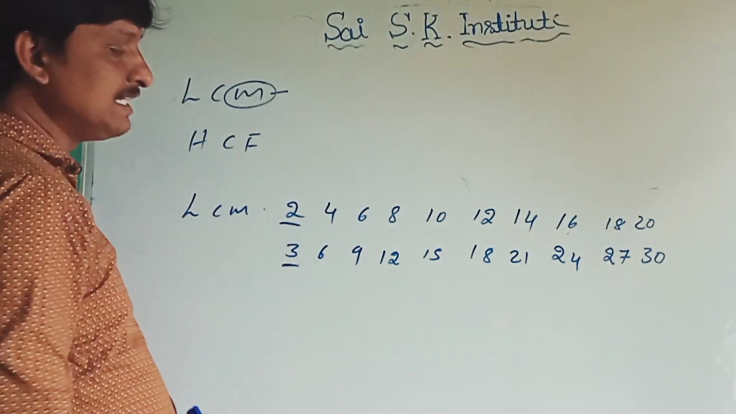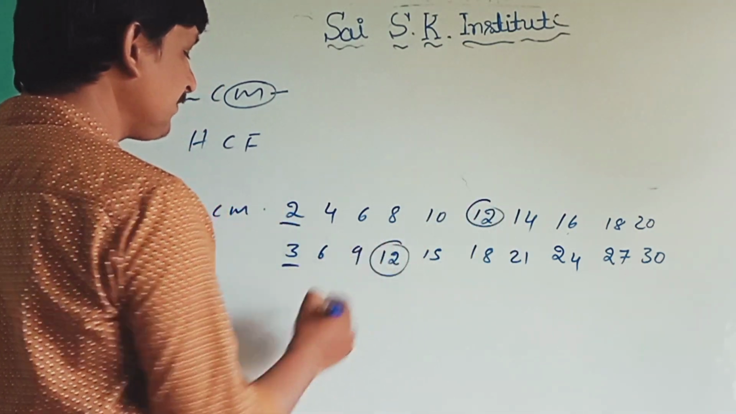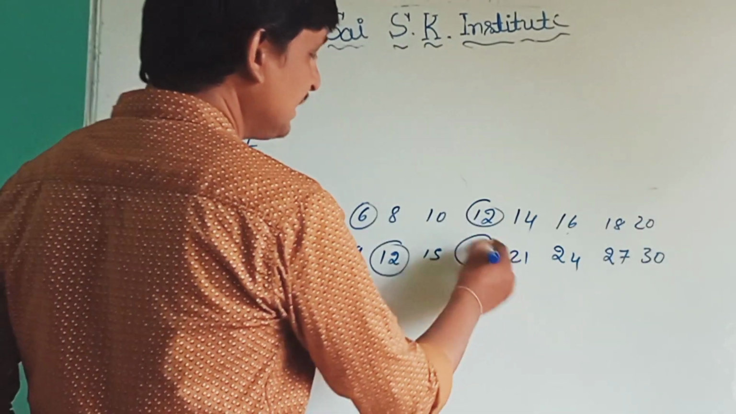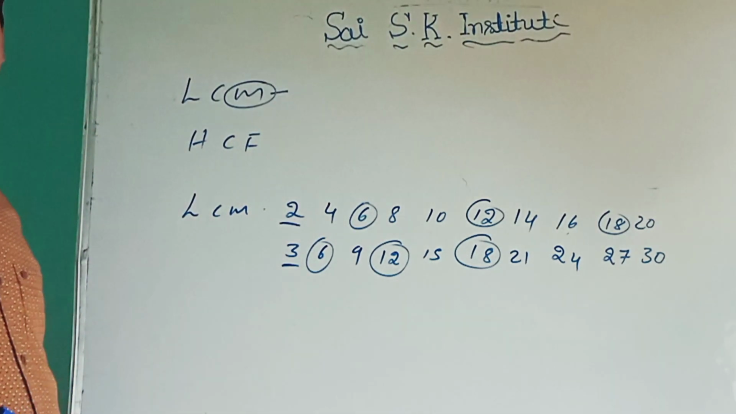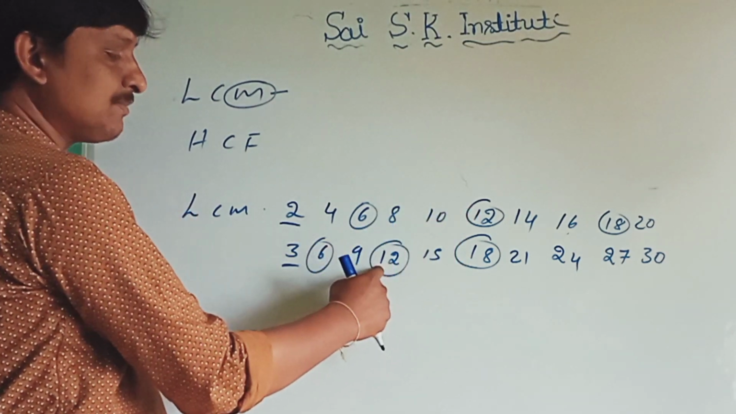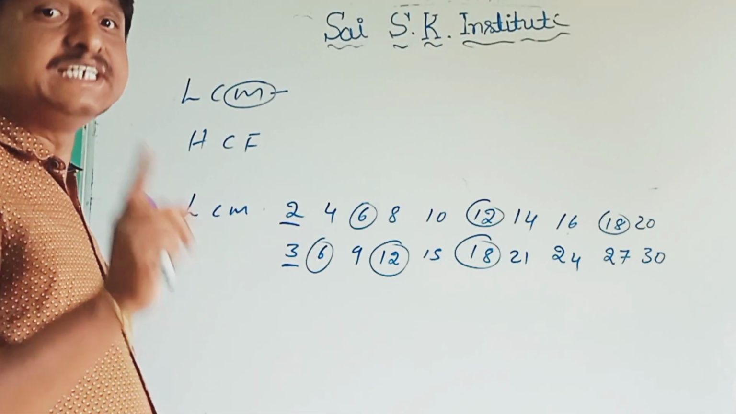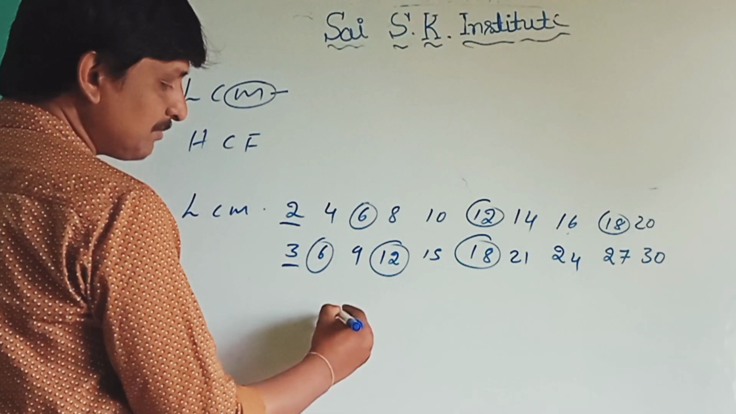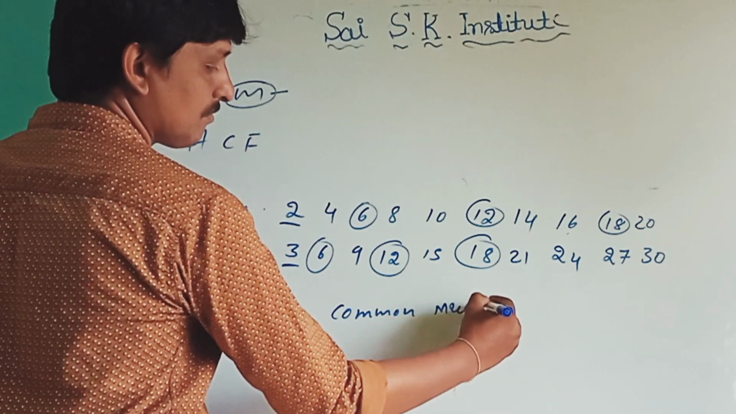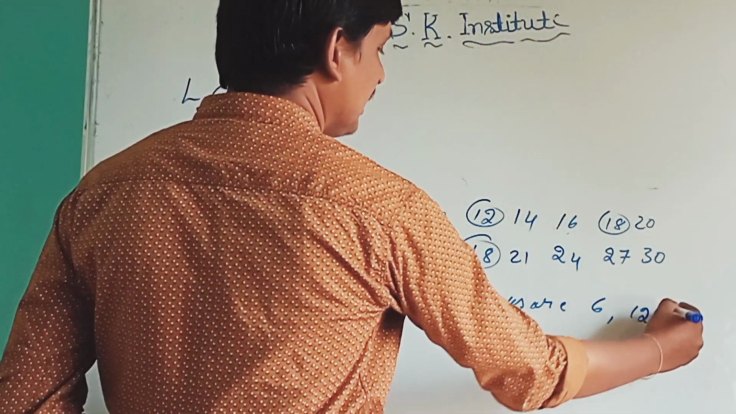So first we have written the multiples. Which numbers are common? 12 is here and 12 is here, 6 is here and 6 is here, then 18 is here and 18 is here. So we can observe that 6, 12 and 18 are common multiples of both 2 and 3. We want the least common multiple. The common multiples are 6, 12 and 18.